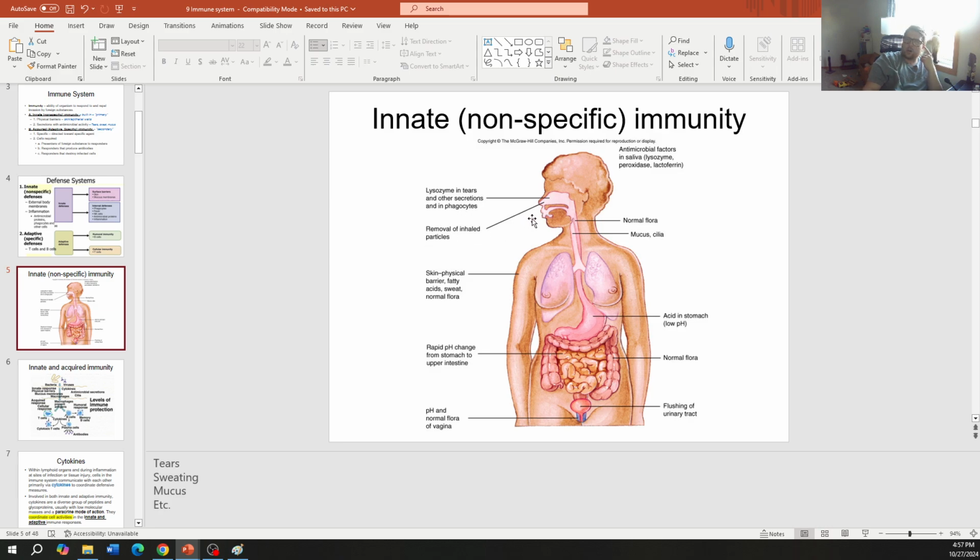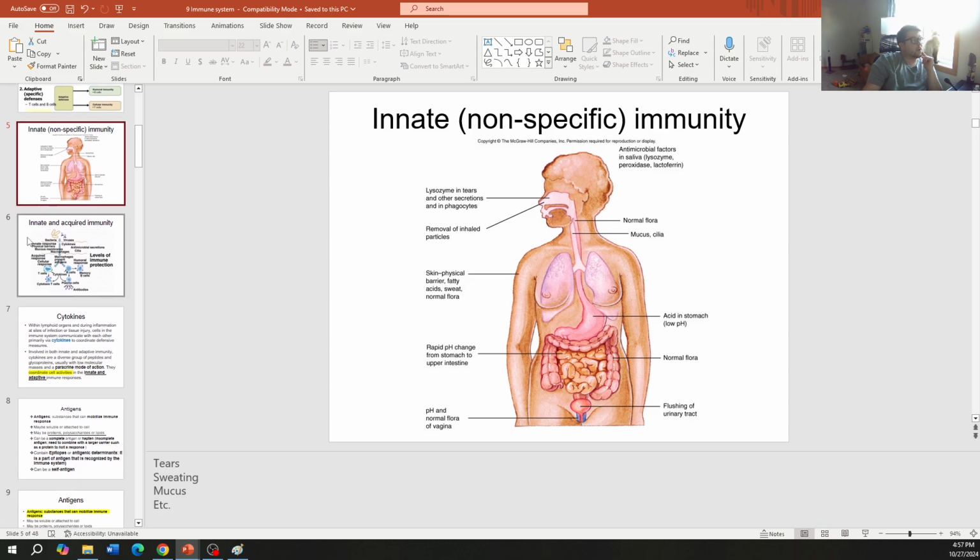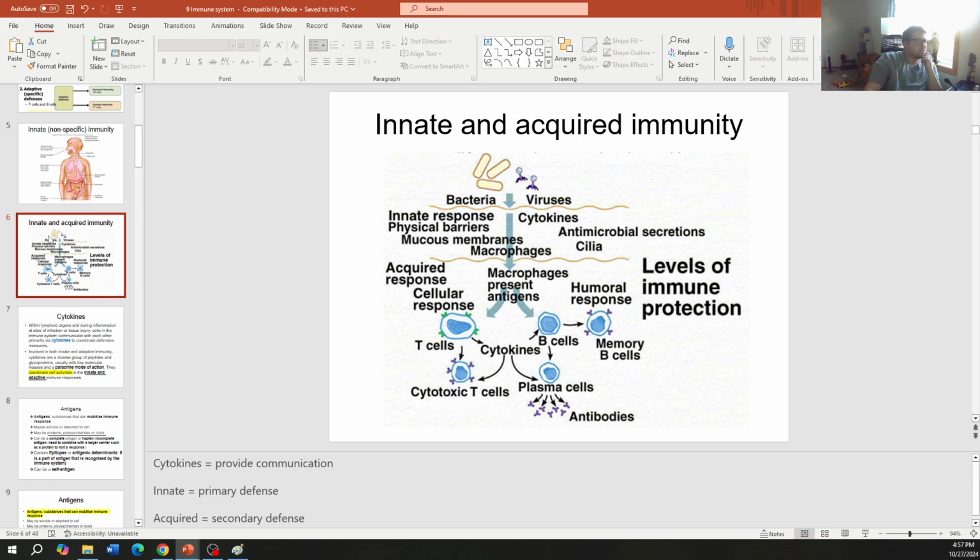In our nose, we have nasal hair cells. We also have mucous membranes, all that kind of stuff. The skin itself, the pH changes in the stomach, all sorts of that kind of stuff protect us from getting stuff inside of us that we don't want there.